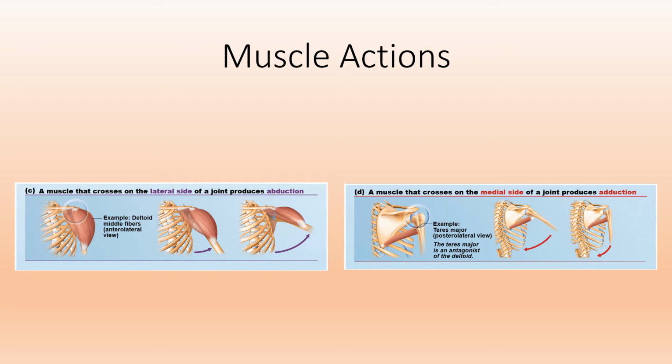So abduction of the upper limbs will be moving your upper limbs out to the side, rather than in front of or behind you. We also see adduction occurring at the upper and lower limbs. Think of starting with your lower limb kicked out to your side. Now add it back to the body or move it towards your midline. That is adduction. The examples that they have provided for you are the deltoid muscle for abduction and the teres major muscle for adduction.